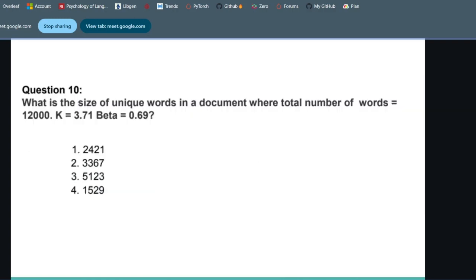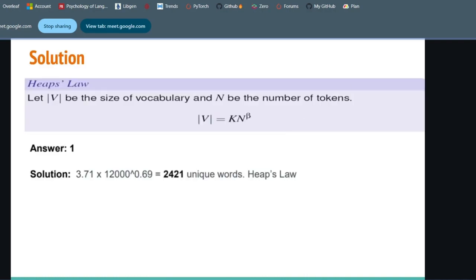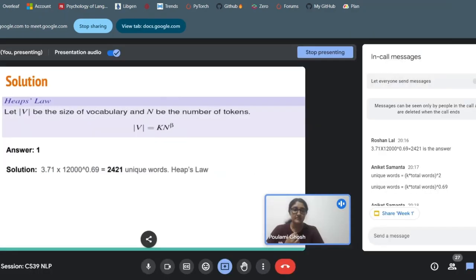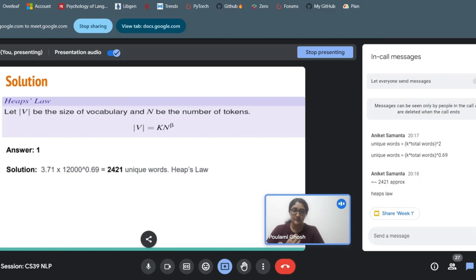So this was the last practice problem for today, but we have time till 9, so we can discuss other lectures, lecture doubts or lecture contents if there is anything you want to discuss. Please feel free to ask.